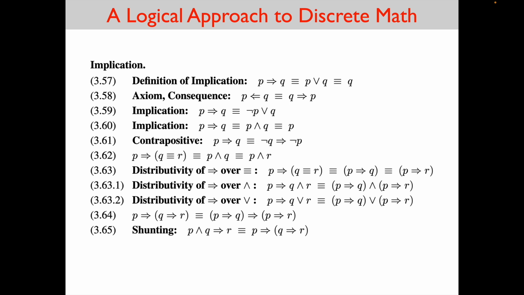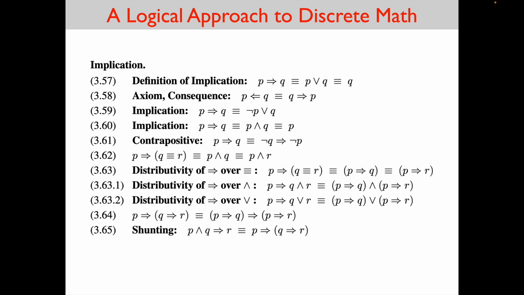Now 3.63.1 and 3.63.2 are not in our textbook, but it's quite interesting, and I have needed to use these theorems in another project before, so I included them here in our theorem reference document. So implication 3.63.1, the distributivity of implication over conjunction. P implies Q and R equals P implies Q and P implies R. And similarly with disjunction. So this is interesting because implication distributes over equivalence, conjunction, and disjunction.